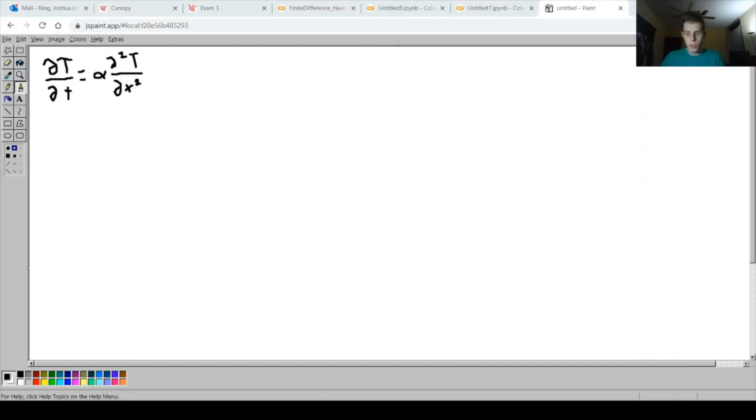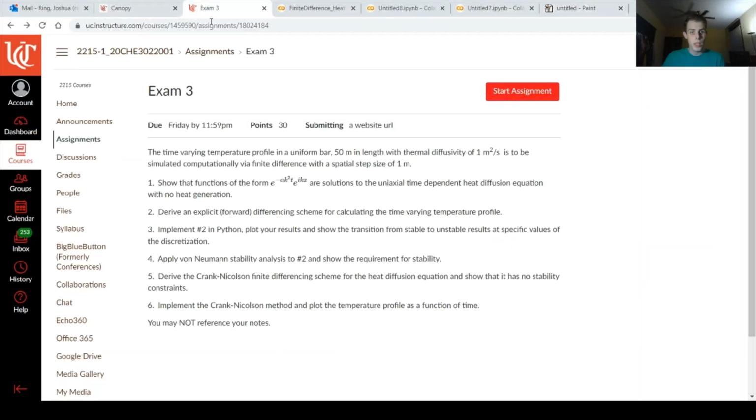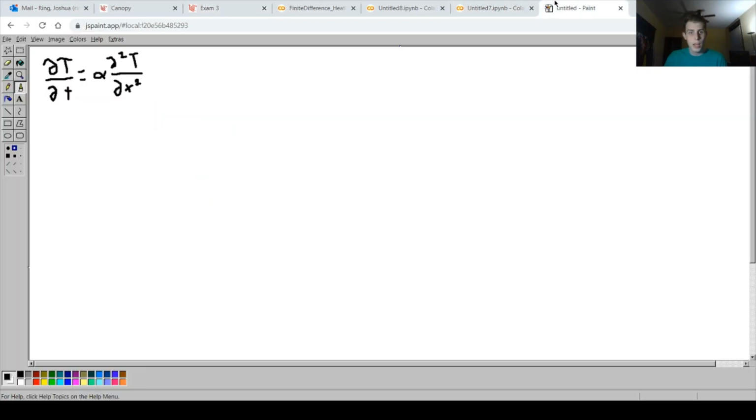Okay, so here we are with part 2 of exam 3, and in this part we are going to derive an explicit or forward differencing scheme for calculating the time varying temperature profile. And we start off by using our uniaxial time dependent heat diffusion equation.